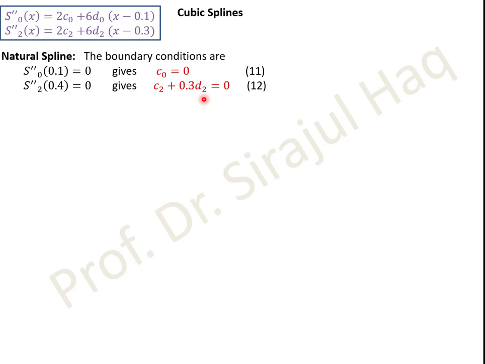So you can see that for this system we need 12 equations, and we got 12 equations using the different conditions. So this is the case of the natural splines. We completed our system. Now let's solve this system.